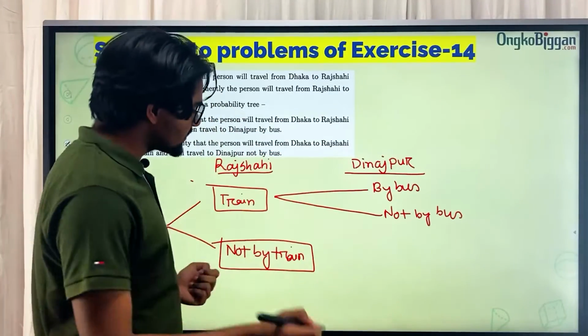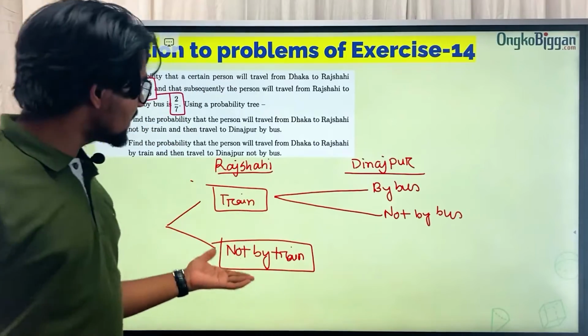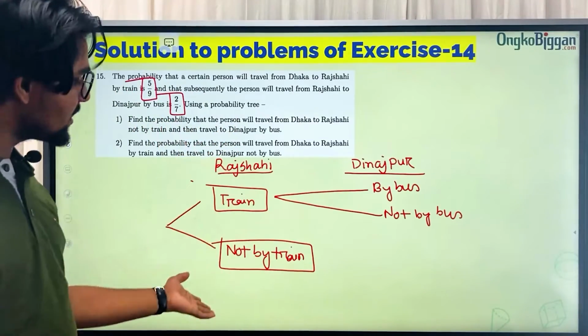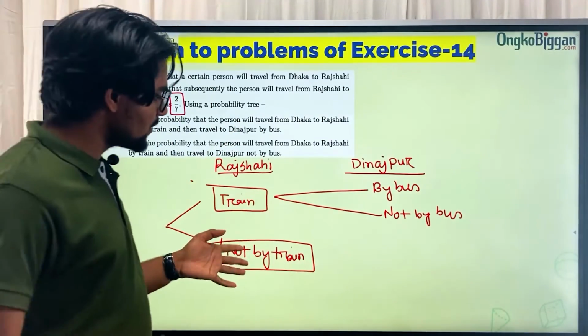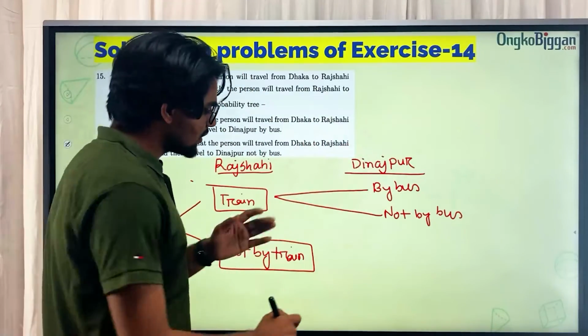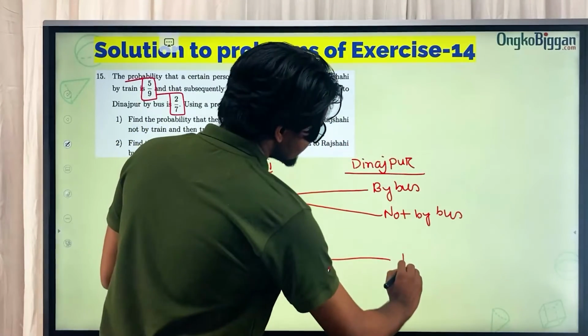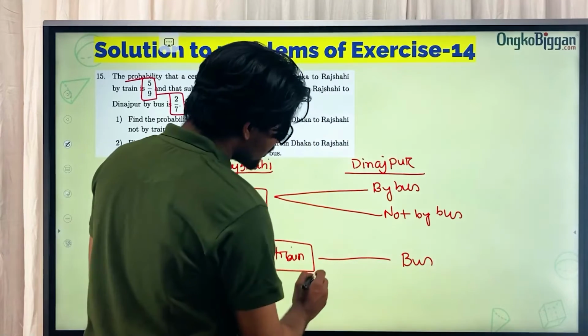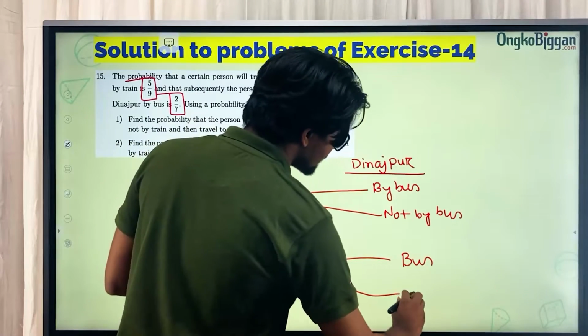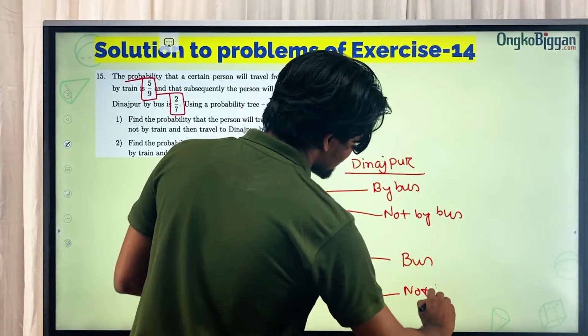All are possible outcomes. Similarly, when he moved to Rajshahi, not by train, that is through other modes of transport, after reaching Rajshahi, he can also go using a bus, or he can also skip the bus and use other mode of transport. So not by bus.